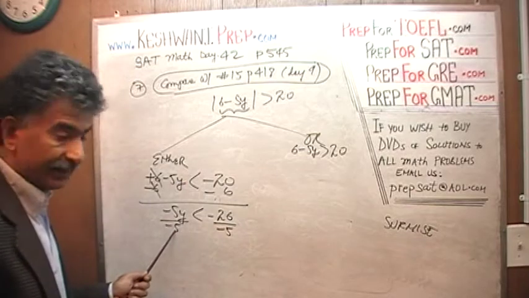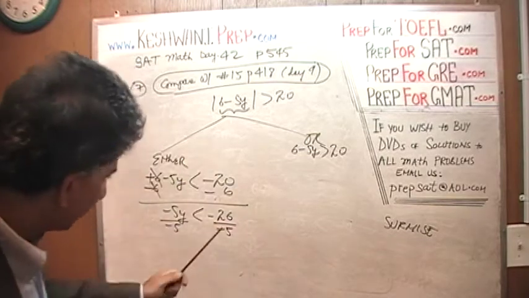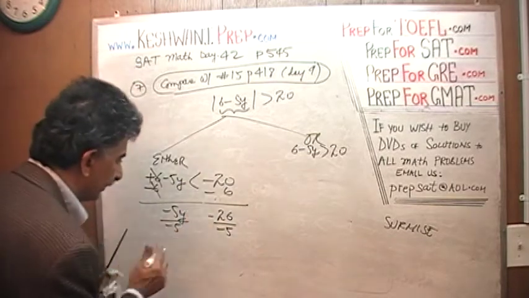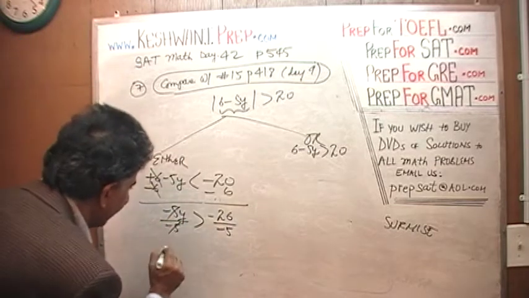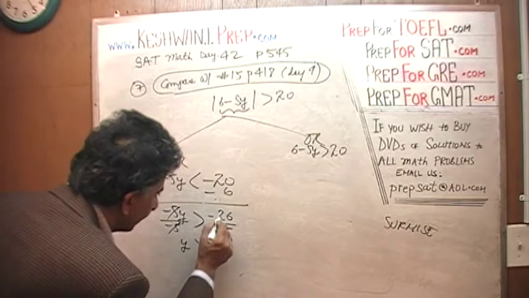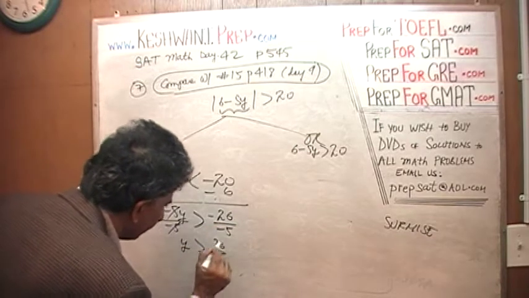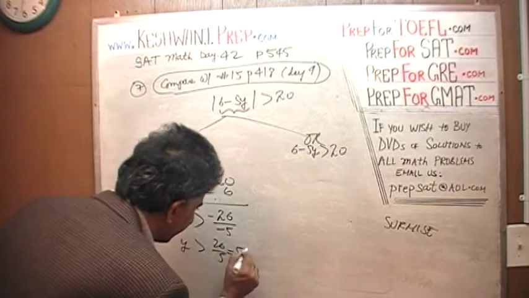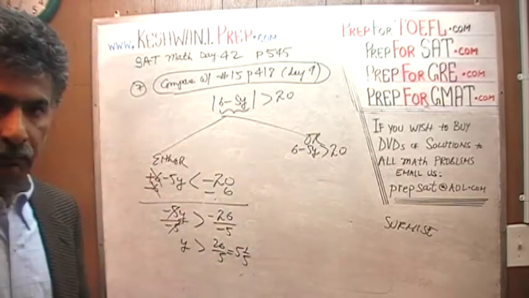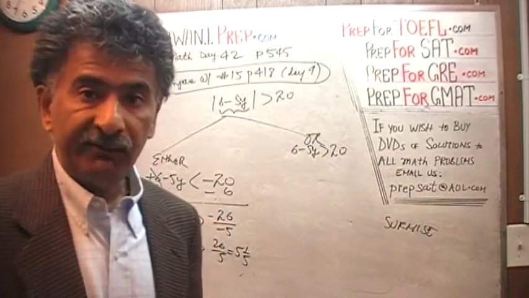I shouldn't have done that here because now we have to switch the directions. Because I already did it, I have to switch the directions immediately, otherwise you will mess it up. So negative 5 drops out and y is greater than 26 over 5, which is the same as saying that y is greater than 5 and 1/5. Y has to be greater than 5 and 1/5.